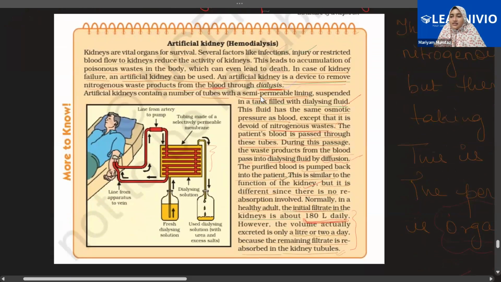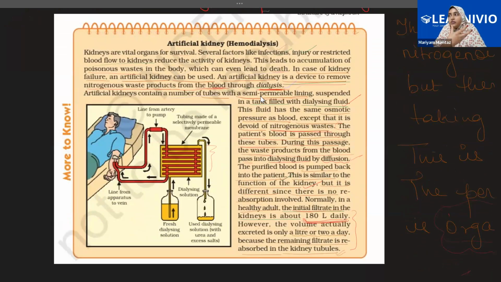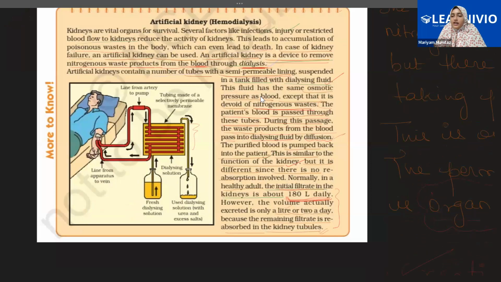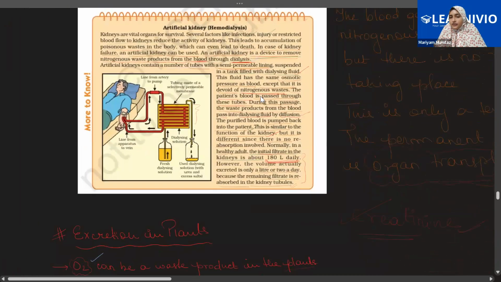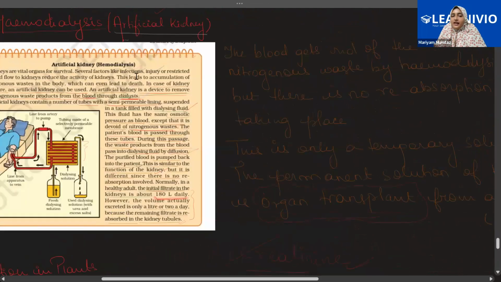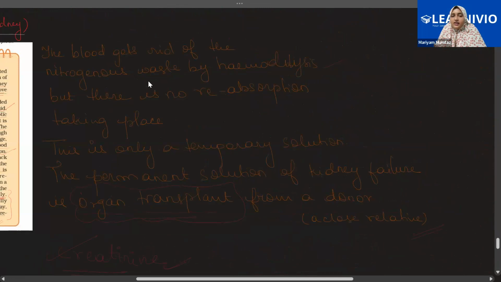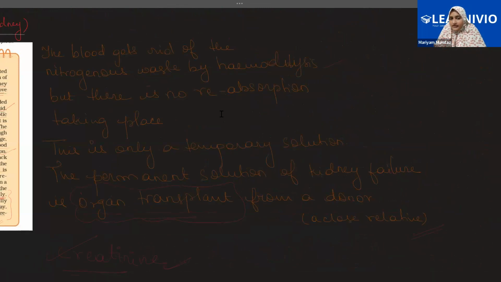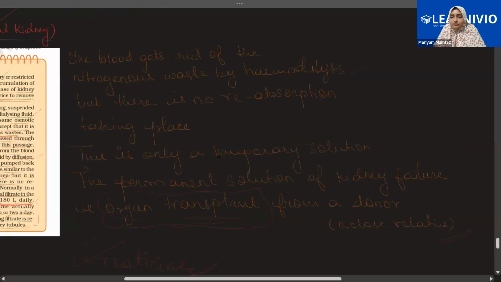We have this mechanism of producing a very concentrated urine so that a lot of water or a lot of minerals does not get lost. So hemodialysis is clear to everyone or not? Clear? Now the blood gets rid of the nitrogenous waste by hemodialysis, but there is no reabsorption taking place. And this process of hemodialysis is a very temporary solution. It's not a permanent fix. The permanent fix is an organ transplant from a donor, particularly a very close relative, so that there will be no mismatch.